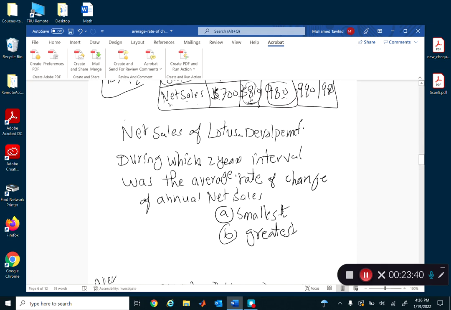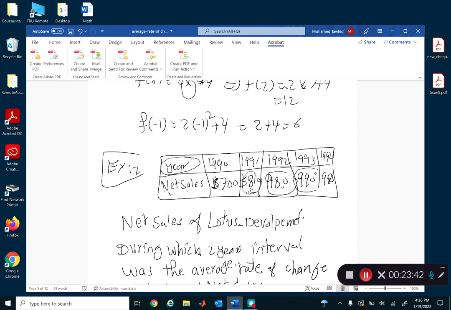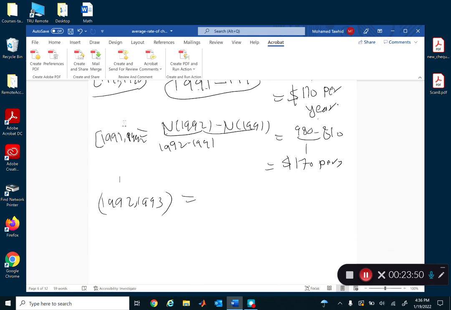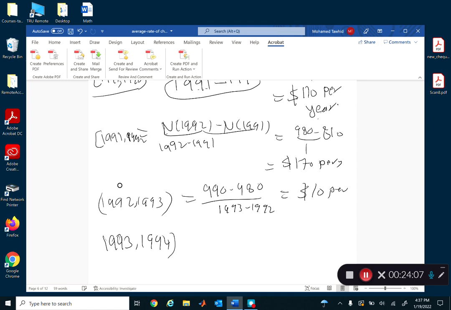You go up here from the table, 1993, so you get 990 minus 980, and here 1993 minus 1992, you get 1 down. So you get 990 minus 980 over 1993 minus 1992. So what did you get? You get just 10 per year. What is the last one? 1993, and over this interval 1994.